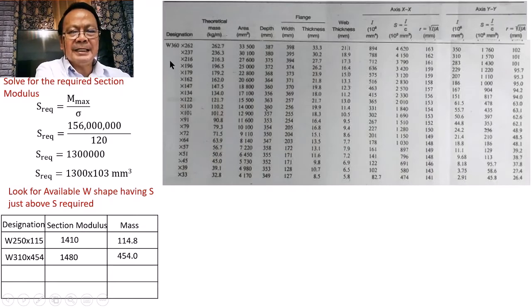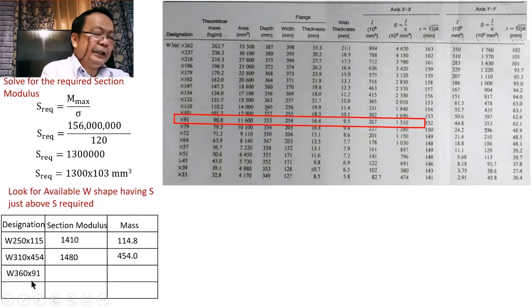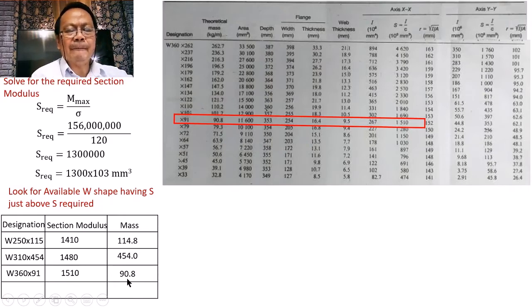Ito yung depth, 360. Okay? So, puntahan natin itong S na ito. And we have here, 1280, hindi pwede ito. So, next is 1510. Ito yung available na pwede natin kunin. 1510. And this will be for W360 by 91. Diba? Then, this also has an available section modulus of 1510 and an approximate theoretical mass of 90.8 kilogram per meter.